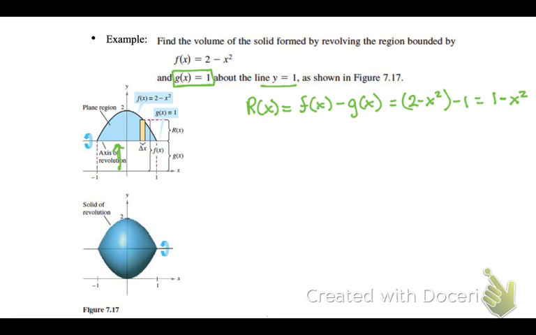Right. Okay, so now I have the volume equals pi, the integral, well, from what to what? Negative 1 to 1. Of r sub x, which is now 1 minus x squared, quantity squared dx. I don't know why I didn't put curvy brackets. But now I need to square that, don't I?